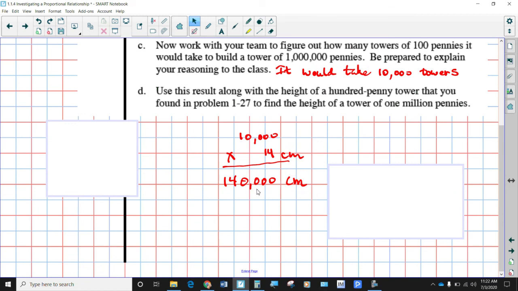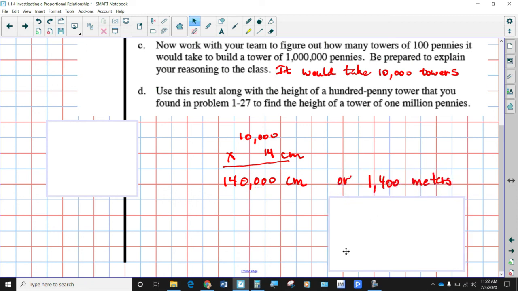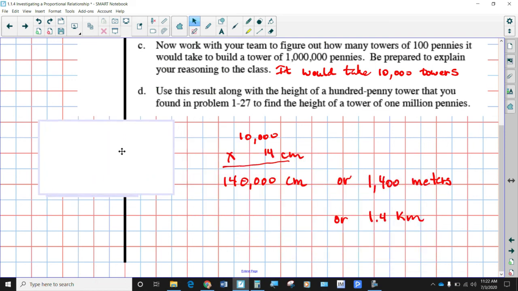So we can declare our answer as a number of centimeters. But maybe when you made your prediction, maybe you didn't think in terms of centimeters, maybe you thought in terms of meters. So if you said about 1,400 meters, since there are 100 centimeters in every meter, divide this by 100, and you get 1,400, and there are 1,000 meters in every kilometer, so that would give us a tower that is 1.4 kilometers tall. Pretty close to a mile.